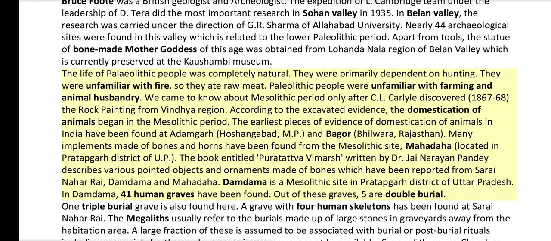The life of Paleolithic people was completely natural. They were primarily dependent on hunting. They were unfamiliar with fire, so they ate raw meat. Paleolithic people were unfamiliar with farming and animal husbandry.